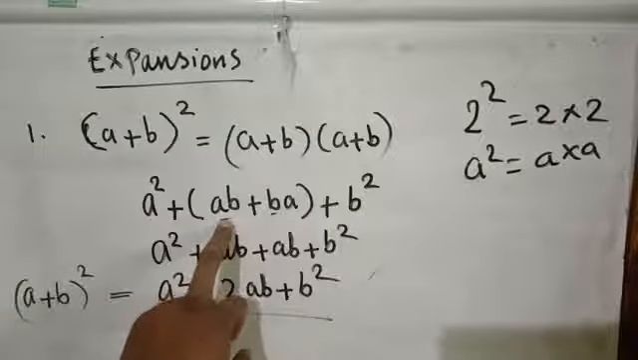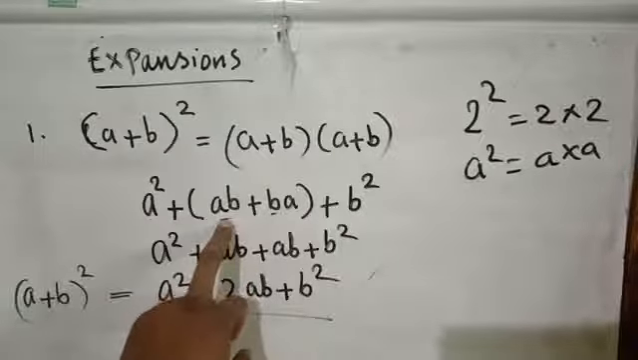In other words, we can write sum of 2 terms square. Sum means a plus b. So it is written as sum of 2 terms square is equal to first term square plus 2 into first term into second term plus second term square. That is twice the product of first term and second term, that is 2 into a into b.